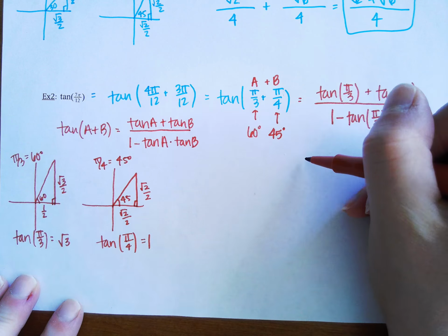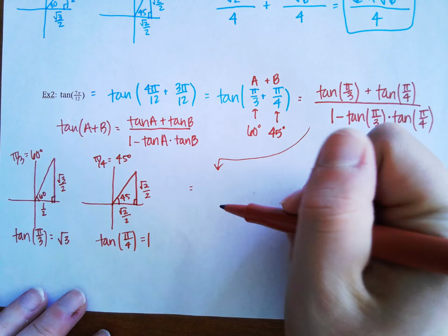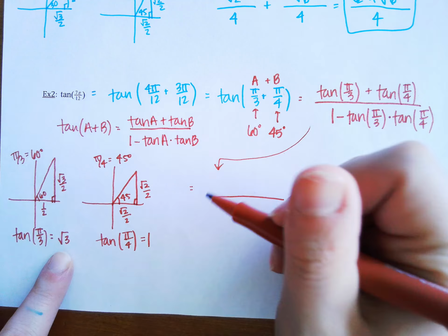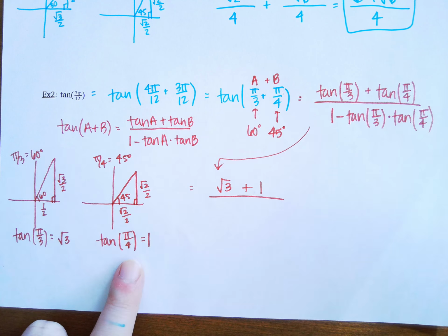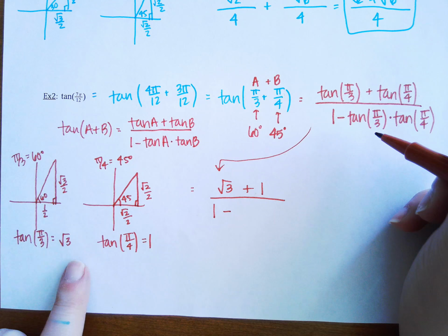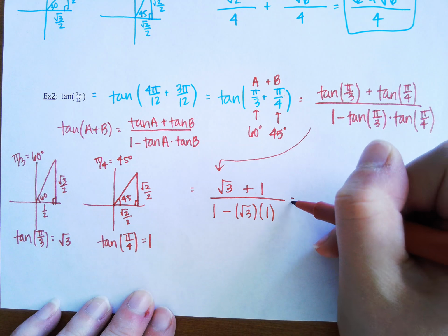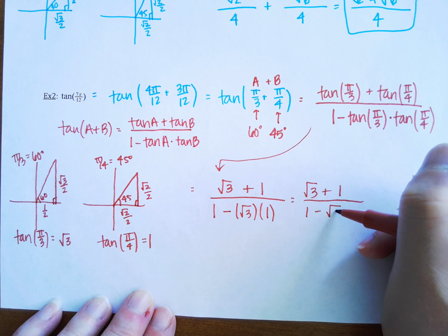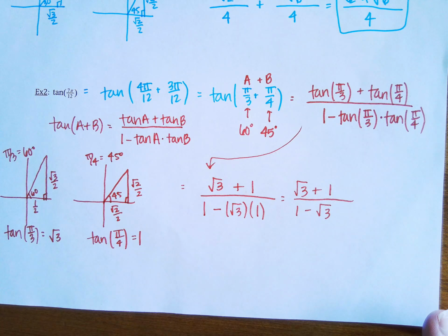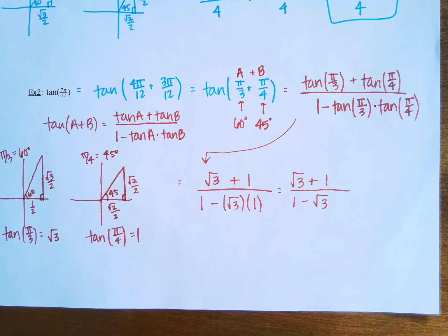Okay, so we'll evaluate. I'm going to write this down here because I'm going to need a little bit more room. The tangent of pi over 3 is root 3. We just found that. The tangent of pi over 4 is 1. So altogether we get root 3 plus 1 over 1 minus root 3. Now in general, that's not simplified because we have a radical in the denominator, so we have to rationalize.